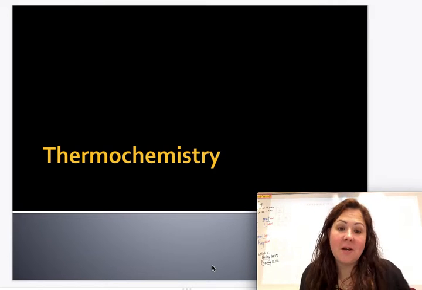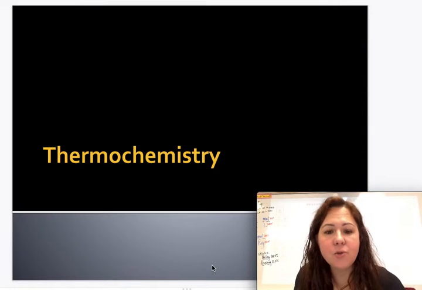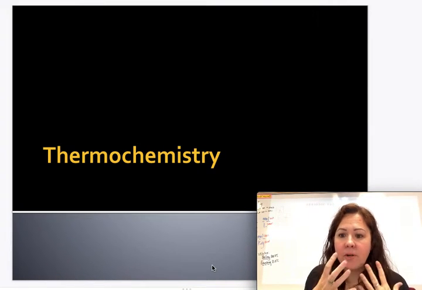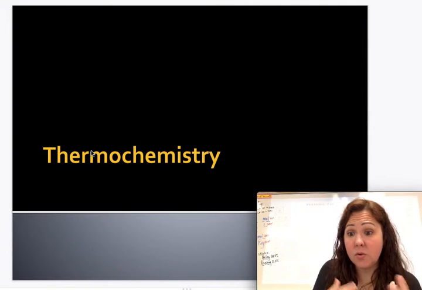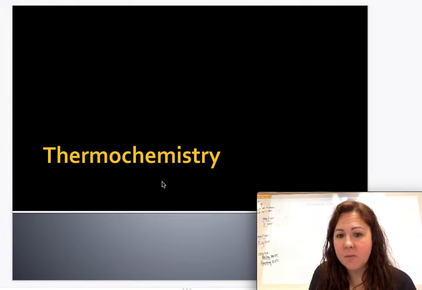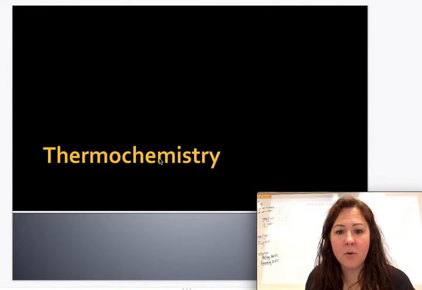Brand new unit. This next unit is called thermochemistry. Just to dissect that word a little bit, thermo means heat, so using or relating to heat. Chemistry is the study of matter and the changes that matter undergoes.